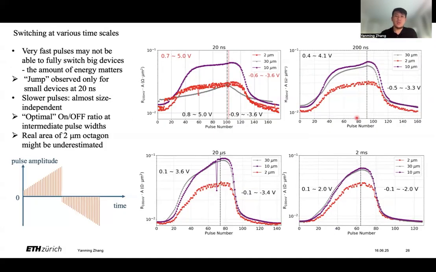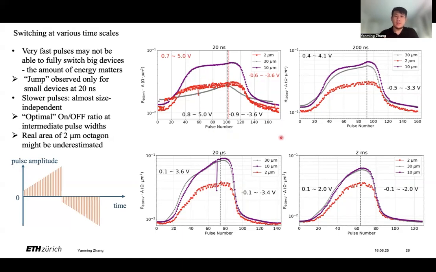With all these octagonal devices, we can study the resistance switching at different timescales. Here are the plots of R times A as a function of pulse number. To save some time, here we just do it like this, representing the synaptic depression and potentiation stage in neuromorphic engineering. Resistance is programmed with these pulses. At very fast pulses, like 20 nanoseconds here, probably the energy is insufficient to fully switch the biggest device, which is 13 micrometers, represented by the gray curve here.